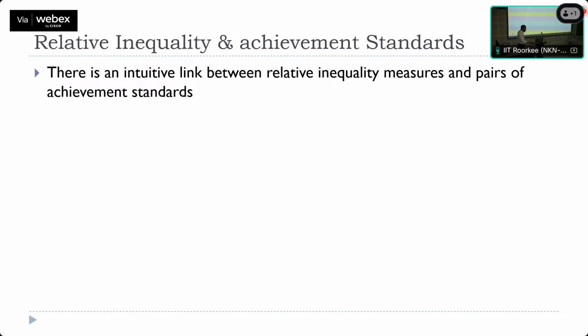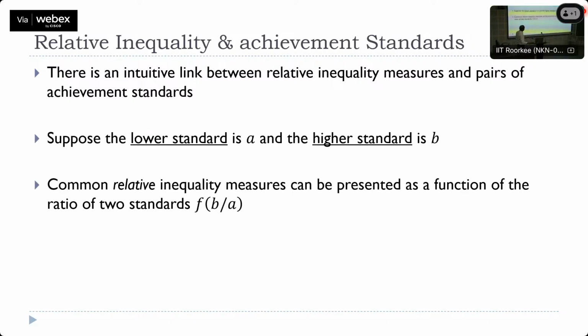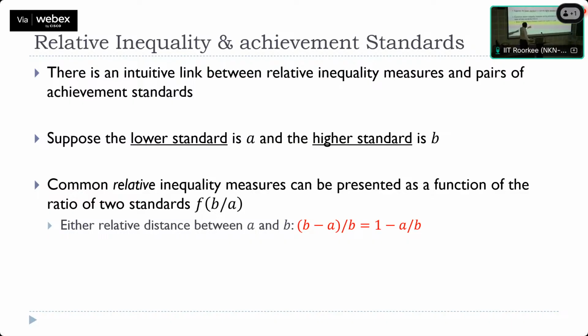So relative inequality and achievement standards, how are they linked? Suppose we have a lower achievement standard A and a higher achievement standard B. It could be the mean, geometric mean, or semi mean. One is a higher value, one is a lower value, right? The inequality measure can just be a function of the ratio of these two. So either you can write it as B minus A over B or A minus B over A, however you do, but all of them take the same form.